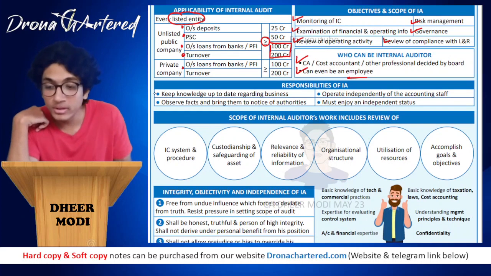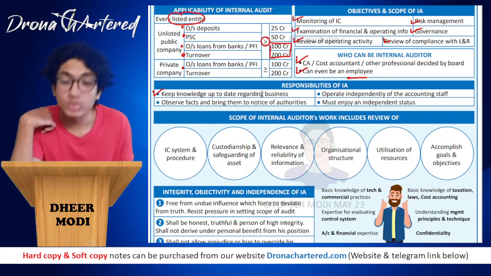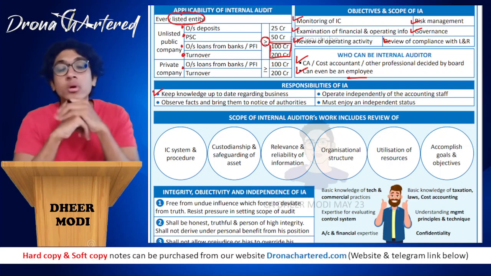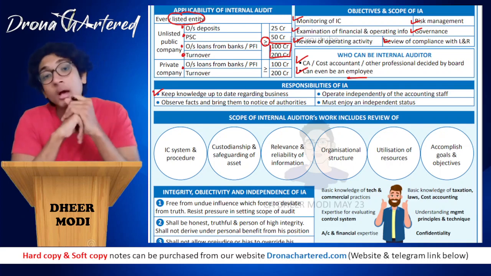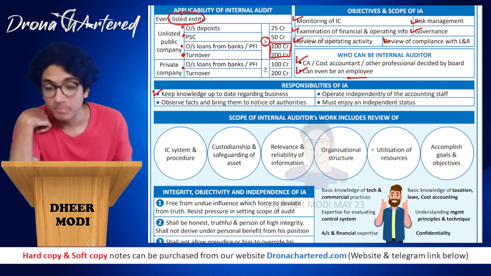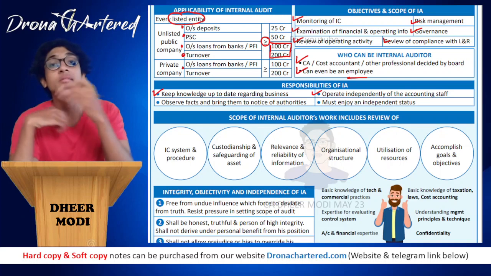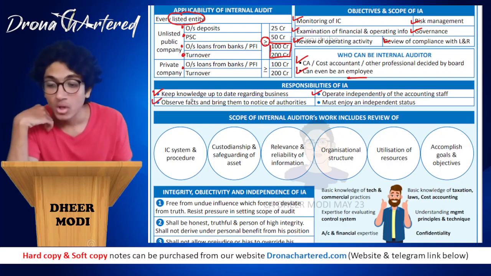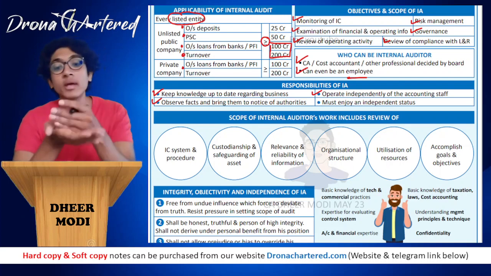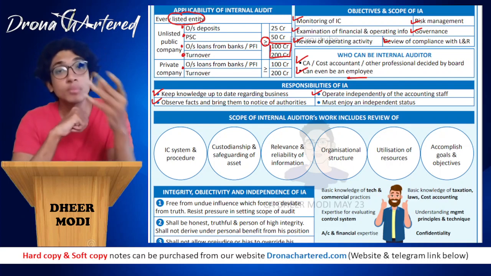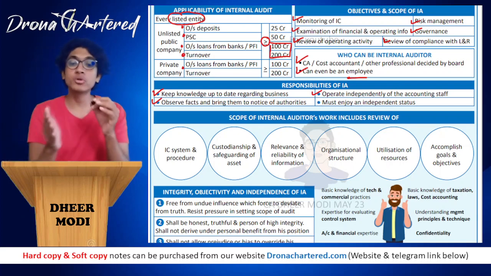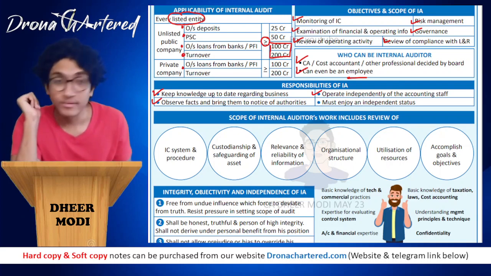The responsibilities of an internal auditor are, first of all, keep knowledge up to date regarding the business. That means for the business he's going to audit, he needs to know the basic developments and the recent developments about the business. Next, operate independently of the accounting staff. Since he will be checking those entries, he has to operate independently from them, because it is possible that your internal auditor is an employee of the company, therefore it is segregated that he should not be from the accounting staff.